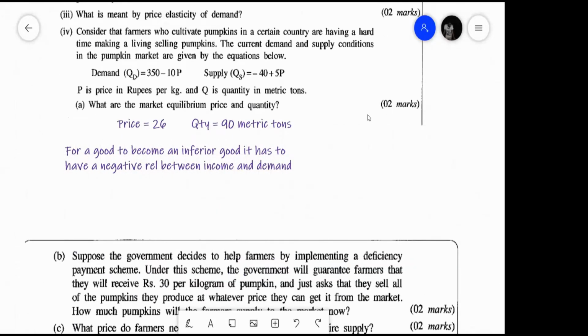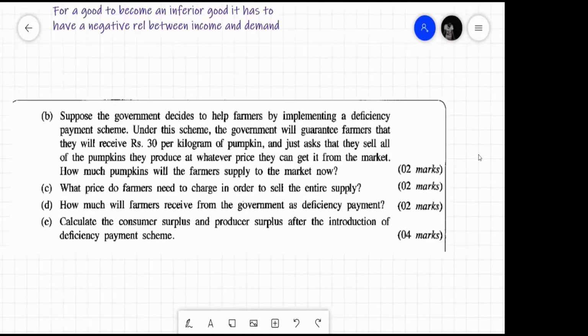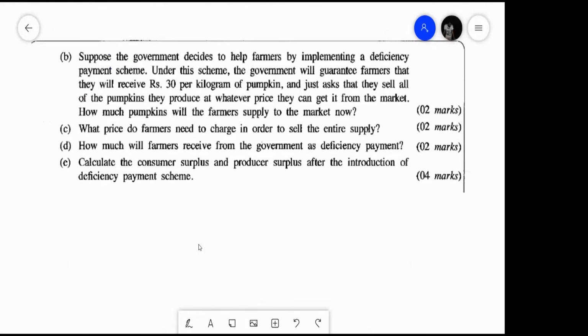Okay, then they say suppose the government decides to help the farmers by implementing a deficiency payment. Under this scheme, the government will guarantee farmers that they will receive 30 rupees per kilogram of pumpkin and asks that they sell all the pumpkin they produce at whatever price they can get from the market. How much pumpkin will the farmers supply to the market now?